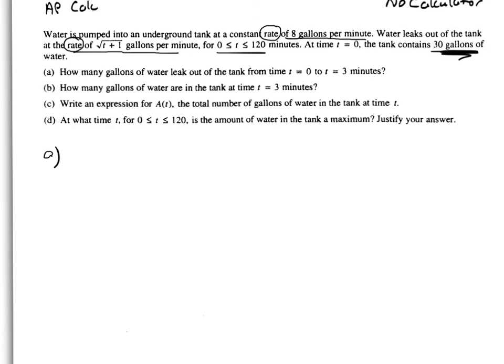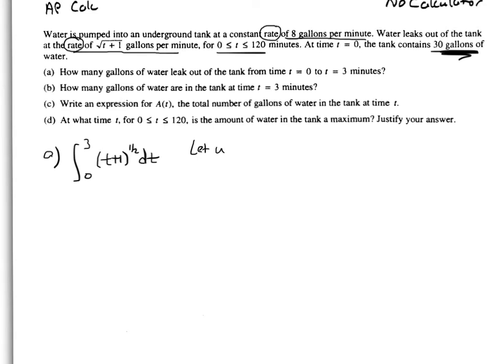Well, here is our rate at which the water is leaking out. So if we want to know the gallons, we'll integrate from 0 to 3 of (t plus 1) to the 1/2. So let's do a little u-substitution.